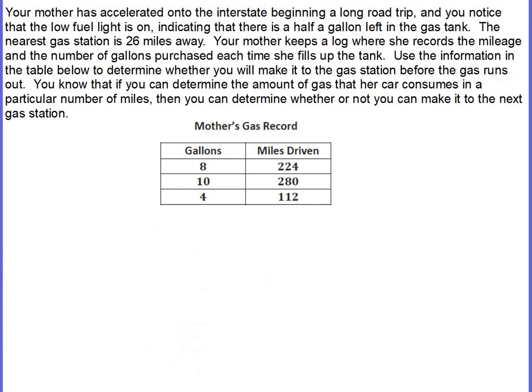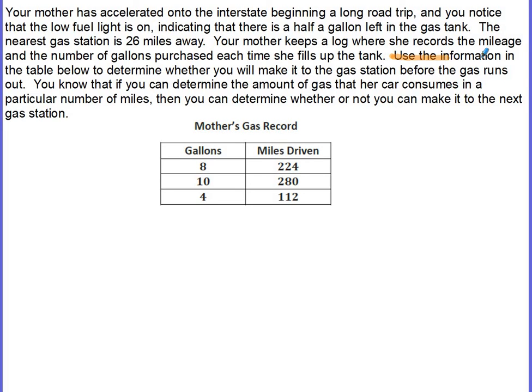So let's take a look at the next page. The next page is a little bit more in depth. Your mother has accelerated onto the interstate, beginning a long road trip, and you notice that the fuel light is on, indicating that there is half a gallon left in the gas tank. The nearest gas station is 26 miles away, and your mother keeps a log where she records the mileage and the number of gallons purchased each time she fills up the tank. Use the information in the table below to determine whether you will make it to the next gas station before the gas runs out. Okay, so here's our question.